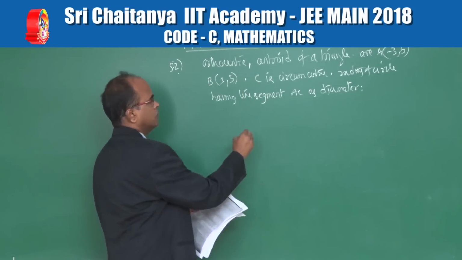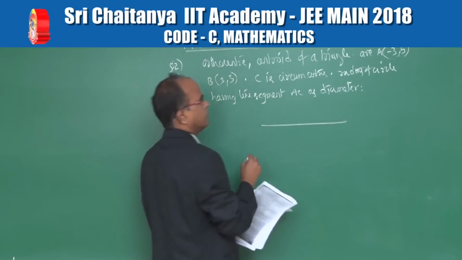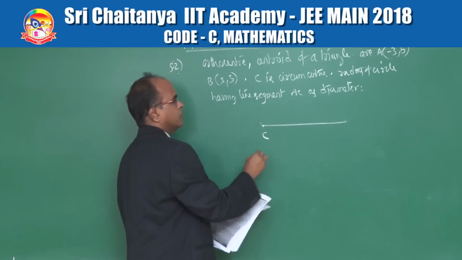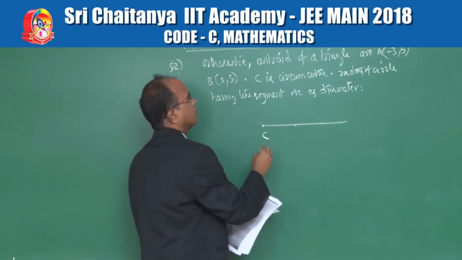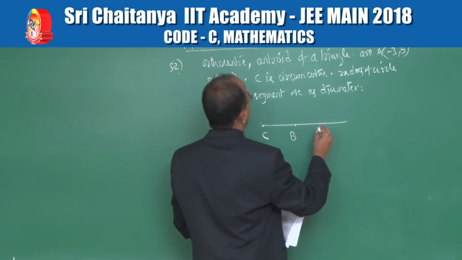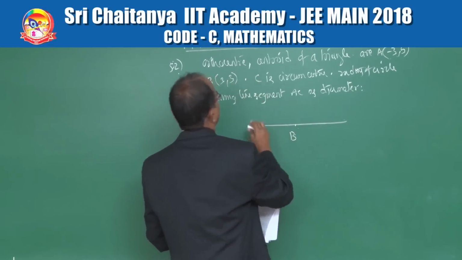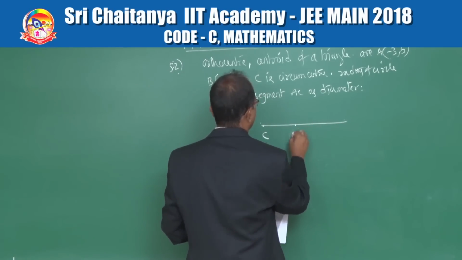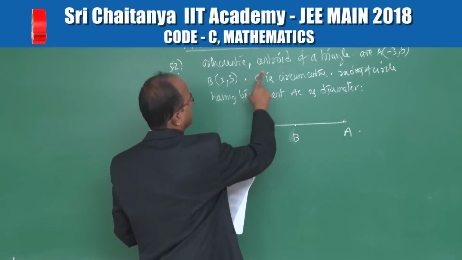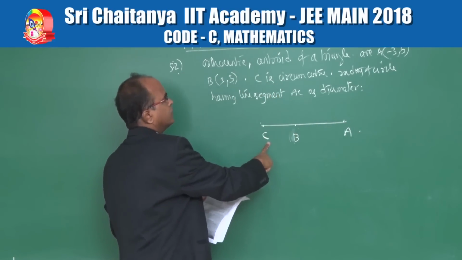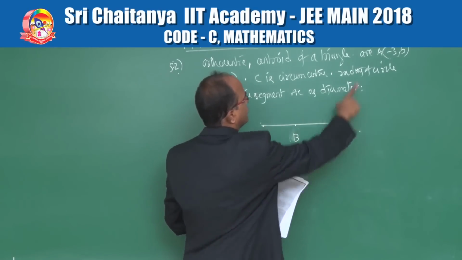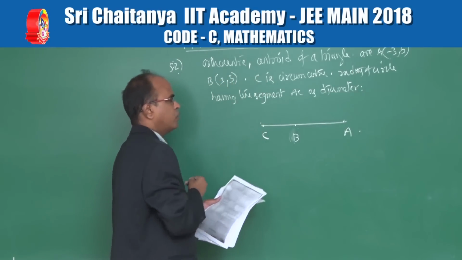and here we know that the circumcenter, namely C, the centroid, namely B, and the orthocenter, in this case it is A. That means the circumcenter C, the centroid B and the orthocenter A will always be collinear.